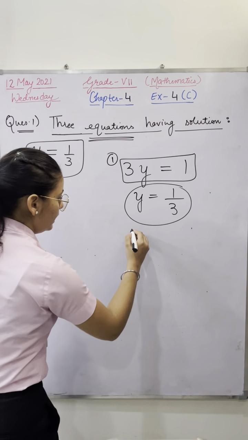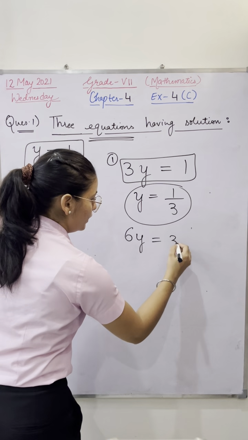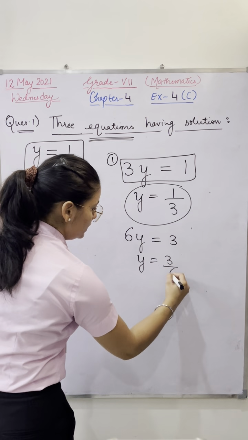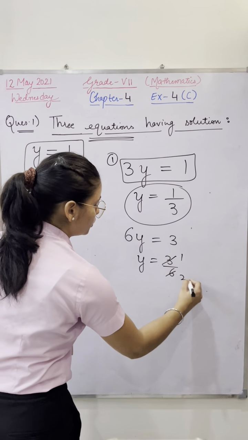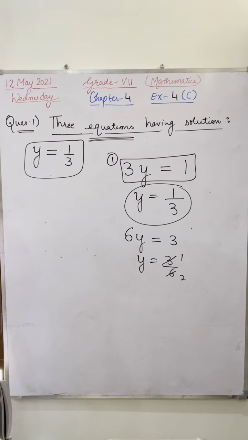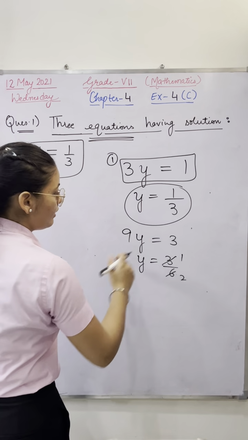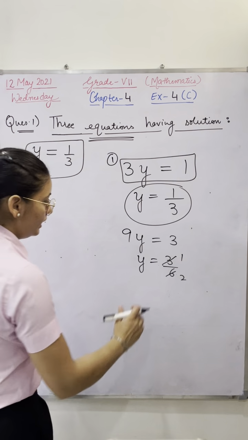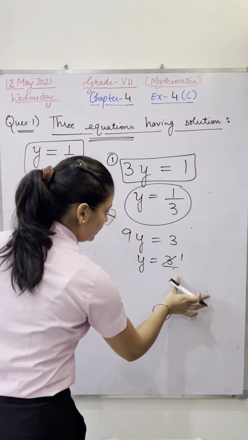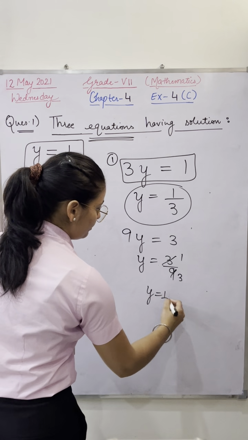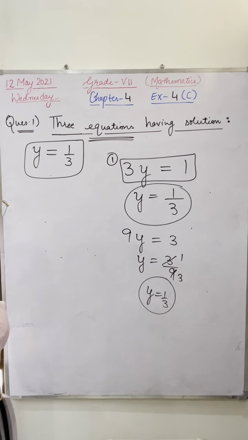Yes, Sanchit, very good. Sanchit has made 6y equals 3. y equals 3 upon 6. Cancel on 3 table, 3 ones are 3, 3 twos are 6. Sanchit, answer will be 1 by 2. Sanchit, you have to write here 9. 9y equals 3. Then 9 will come in denominator, cancel on 3 table, 3 ones are 3, 3 threes are 9. So y will be 1 by 3. Right? Yes, Ananya, right.